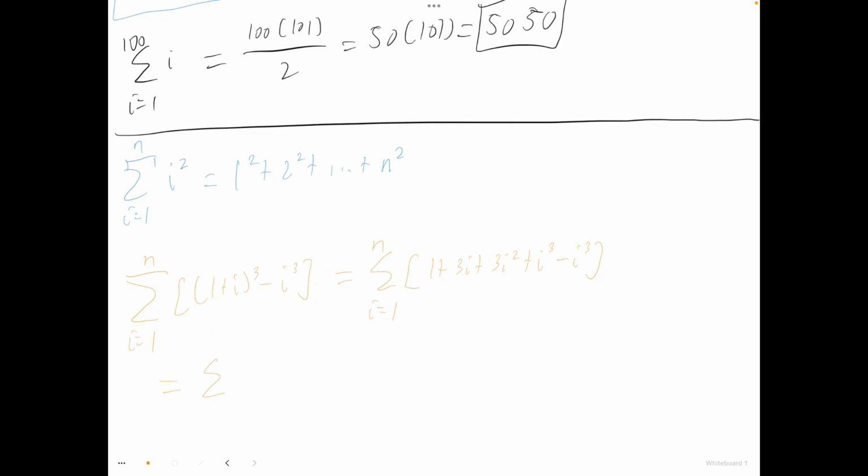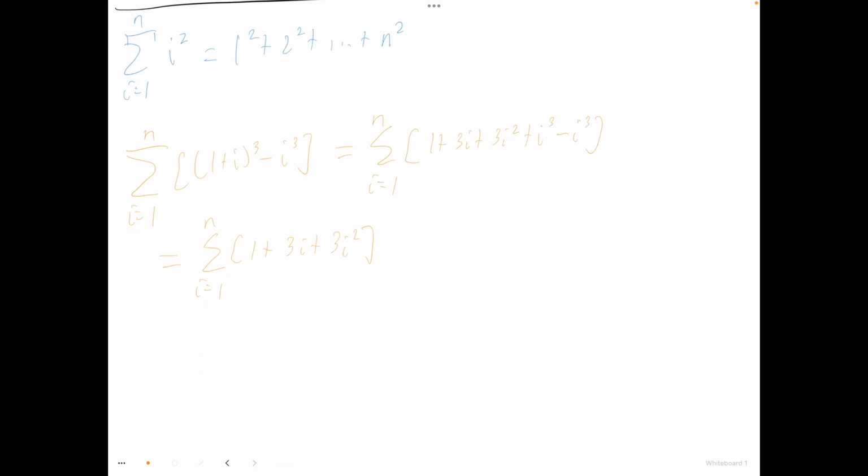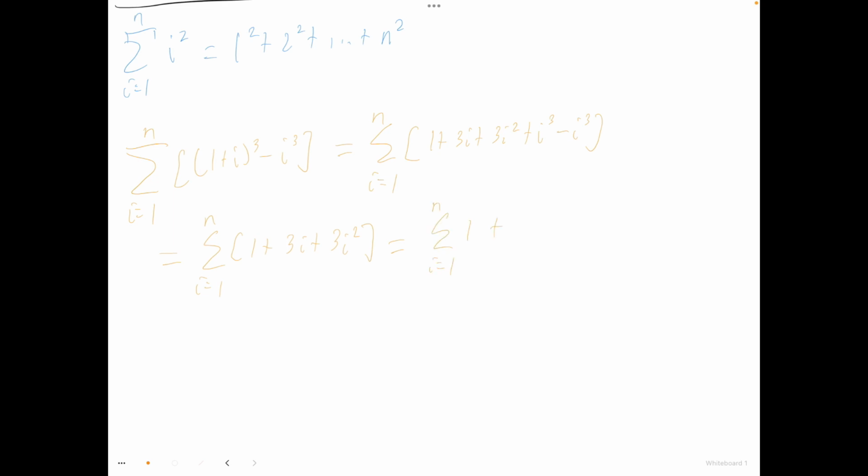And so this is the sum from i equals 1 to n of 1 plus 3i plus 3i squared, and then the i cubes cancel. And using our properties from before, this becomes the sum from i equals 1 to n of 1, plus 3 times the sum from i equals 1 to n of i, plus 3 times the sum from i equals 1 to n of i squared.